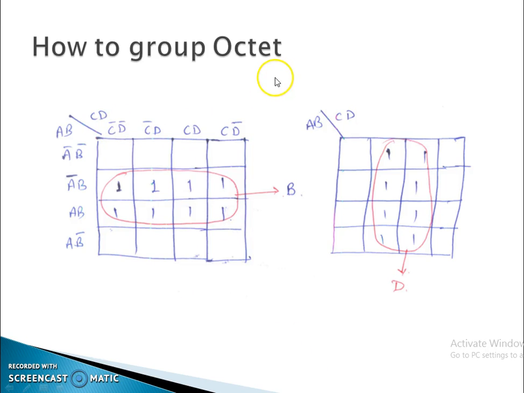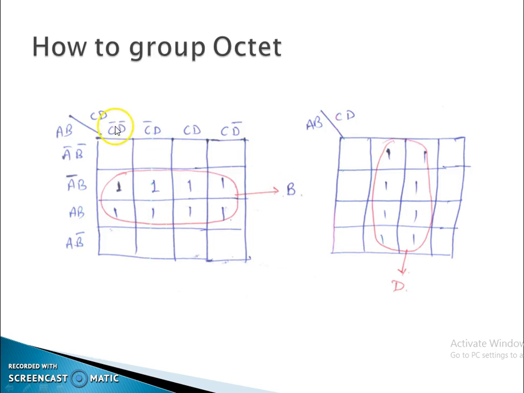Now how to group octet? Octet is a group of 8. So if there are adjacent ones like this, if ones are here and here, then also it can be octet. If ones are here in this row, then also the octet will happen. Here also, if ones are here and here, we can make a rolling of this K-map like this. If ones are here and here, we can make the octet of it. The output of this octet will be B.